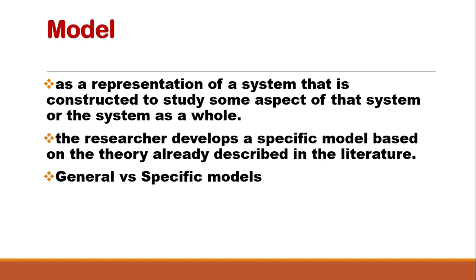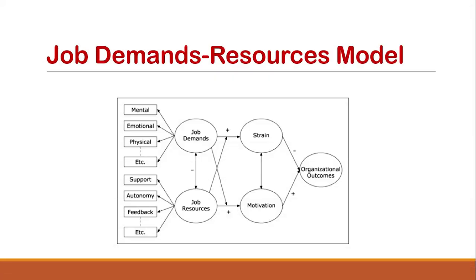I would like to explain this by an example of the job demands-resources model. As you can see in the figure, on the left hand side you can see job demands and job resources. Often we call them the predictor variables, and on the right hand side, this is the outcome variable, and in between these are the mediators which we will discuss later on. So what is a job demands-resources model?